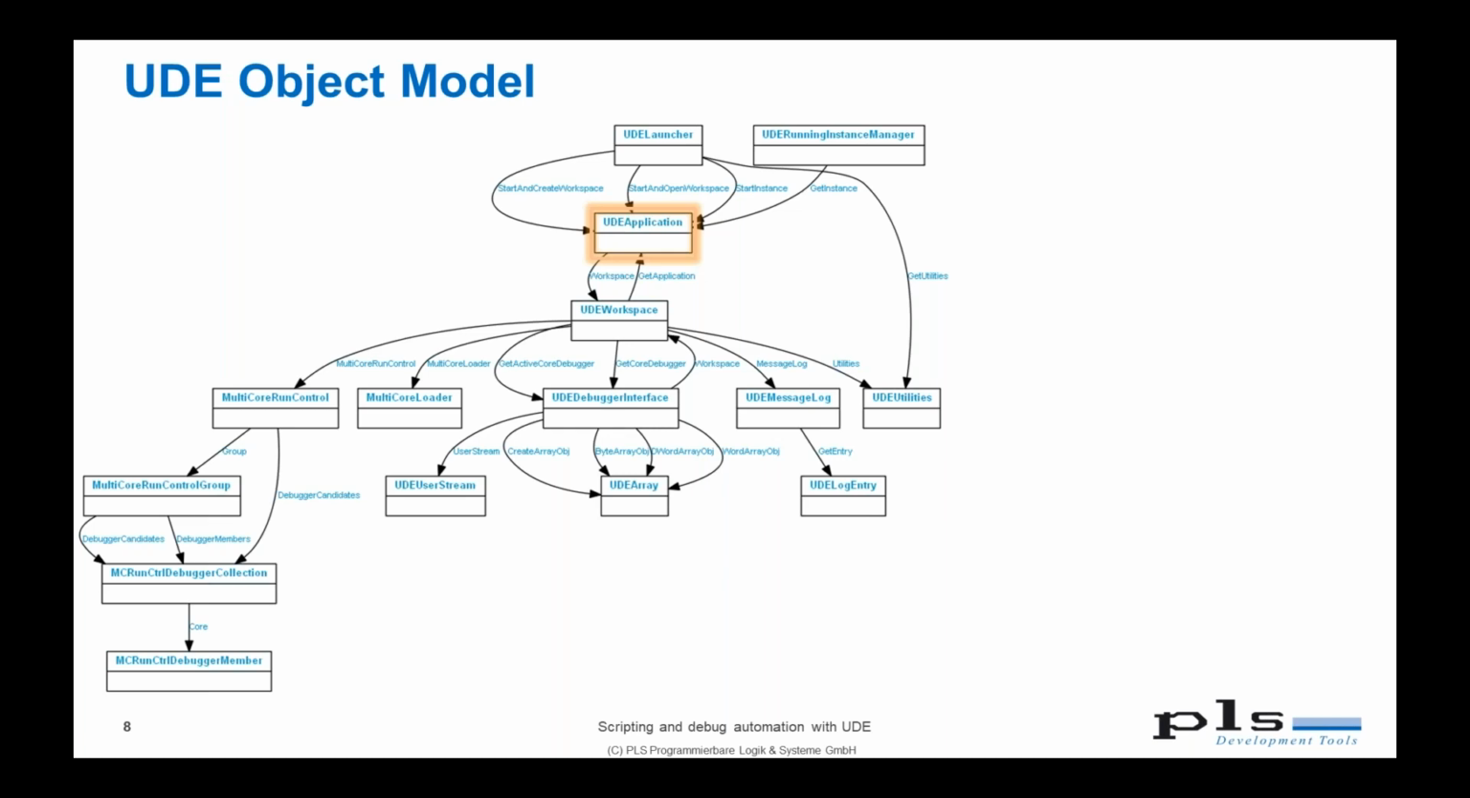To access this UDE application object, you have two possibilities. The first one is to create a new debugger instance. So you start your script and you want to use the script to start the UDE debugger. This is done by the UDE launcher. UDE launcher is registered in the Windows registry and can be accessed very easily by its name.